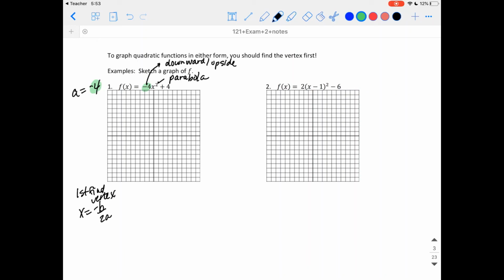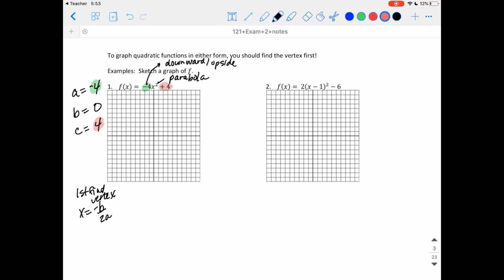Remember that your b is always a value that's multiplying just with an x. Since the x isn't there, the only way it goes away is if you're multiplying it by a 0. And then the c is the constant by itself. So this is going to be our c.